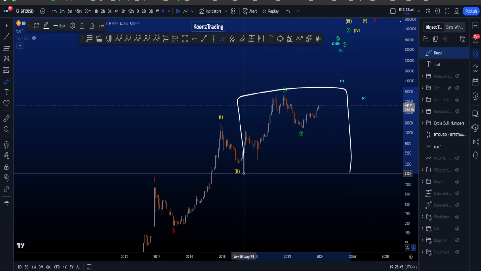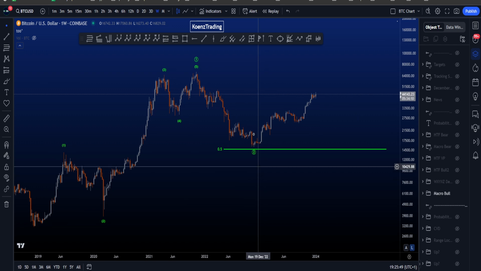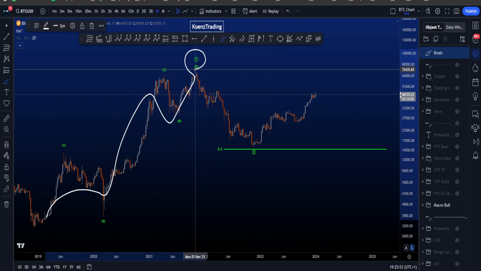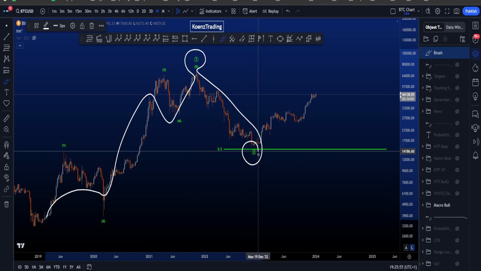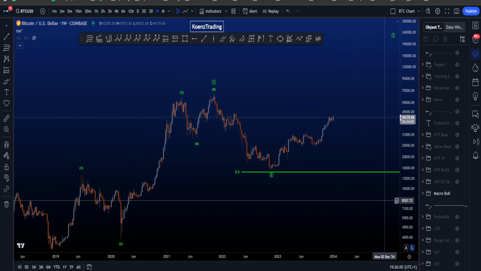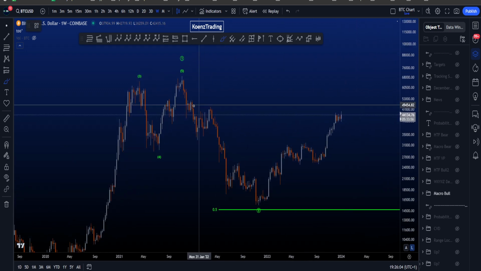If we then zoom in to this structure over here and go to the macro bullish scenario, then this is the scenario that we're looking for. 1, 2, 3, 4, 5 to the upside, finishing that green 1, WXYXZ to the downside in 2, and then continuation.